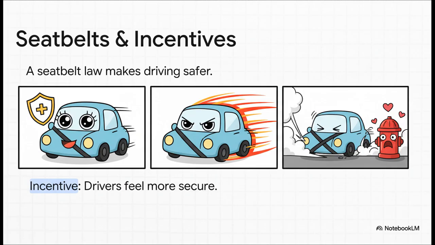Take seatbelt laws. On the surface, great idea, right? They make driving safer for the person in the car. But the law also created a new incentive. Drivers felt safer. So how do they respond? Well, a famous study back in 1975 found they started driving faster and a bit more recklessly. And the result was kind of shocking. The number of accidents actually went up.